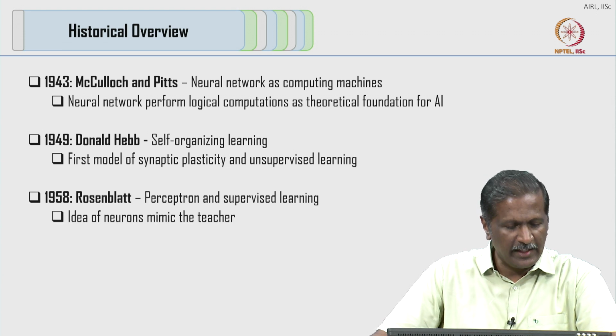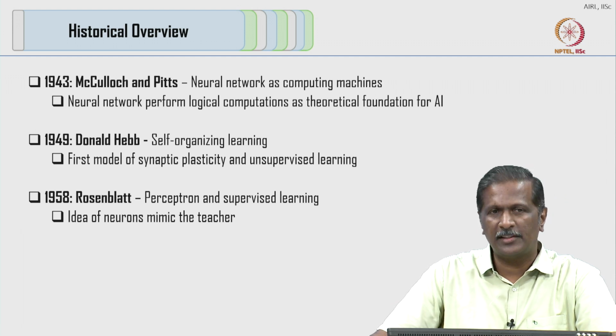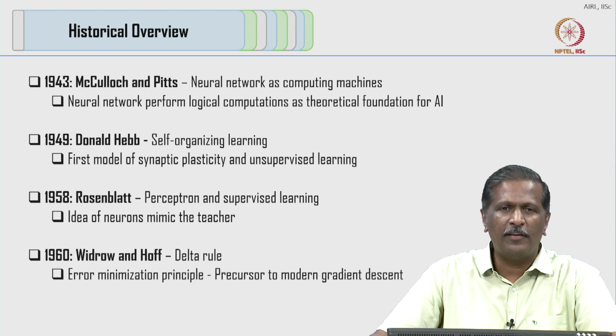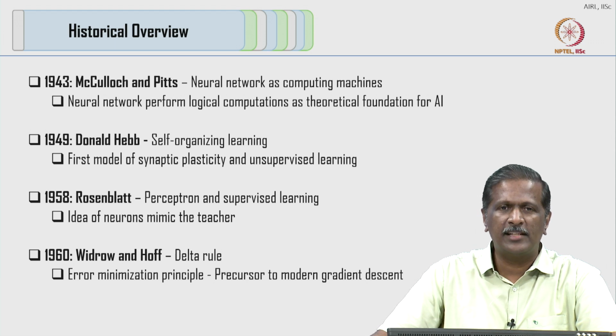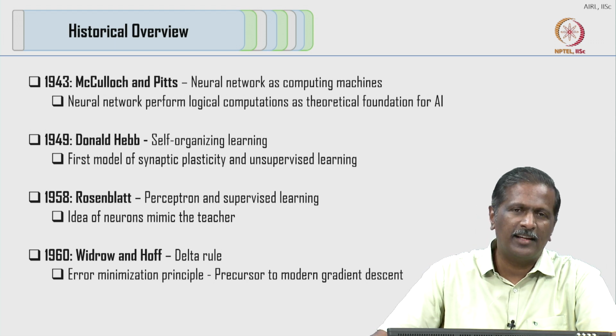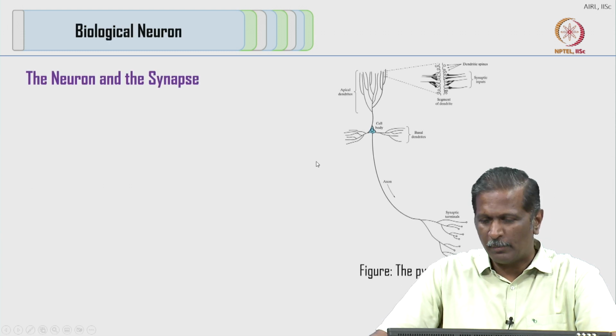In 1958, Rosenblatt introduced the Perceptron and a supervised learning algorithm, the idea of a neuron that mimics the teacher. In 1960, Widrow and Hoff introduced the delta rule that talks about error minimization principles. It's a precursor to the modern gradient descent algorithm. Okay. Now let's look at a biological neuron.